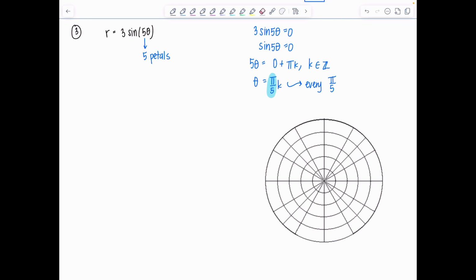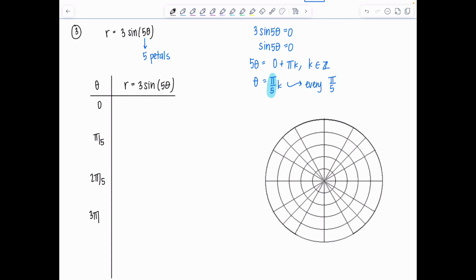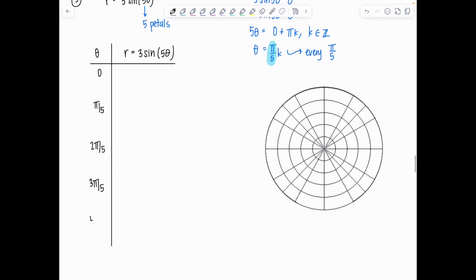So let's list out the values on our table that we're going to want to substitute in for theta, and then r, which is 3 sine 5 theta. Okay, I think sine is easier to deal with than cosine, because at 0, it's 0. You know what I mean? So we've got 0, pi over 5, 2 pi over 5, 3 pi over 5, 4 pi over 5, and then 5 pi over 5, which is pi.